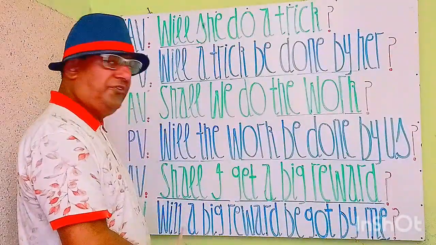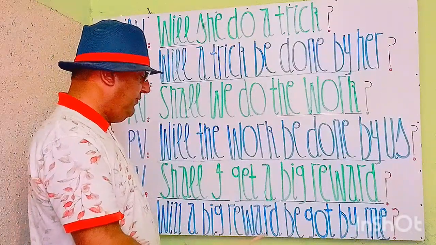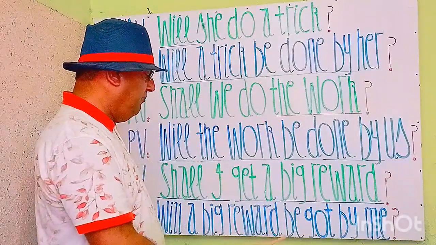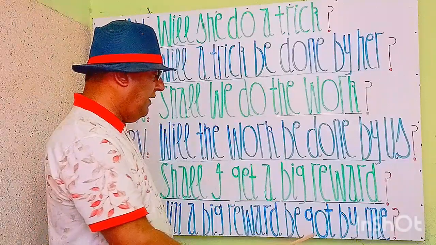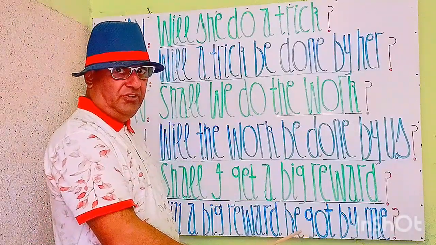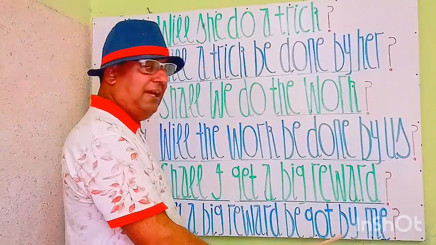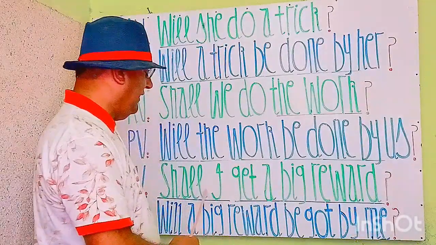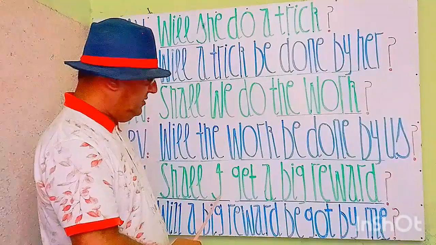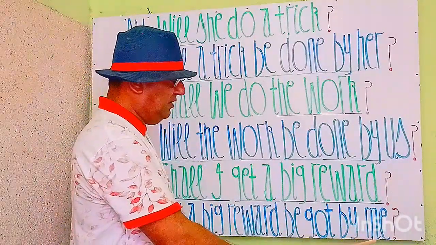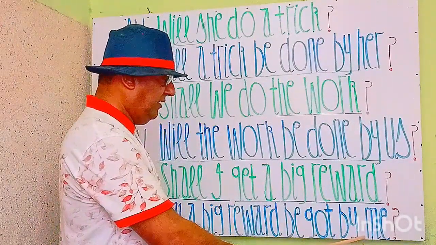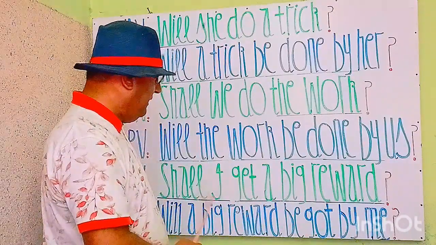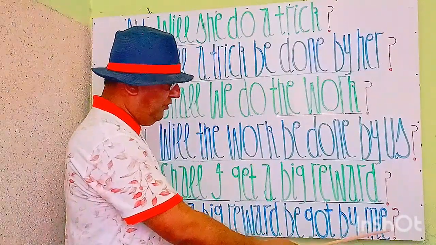You see my students, a big reward comes here as the subject. Be is for the passive sense, and got or gotten is the third form of get, and by is the connecting preposition, and me is the objective form of I, because I by rules should be shifted here as an object, and we write here the objective form of I, that is me, and the interrogative sign.